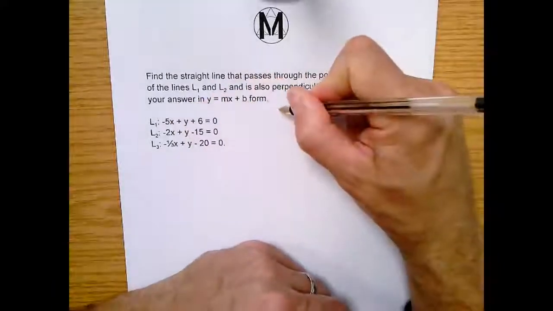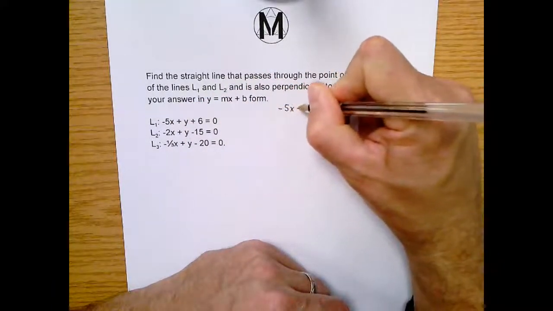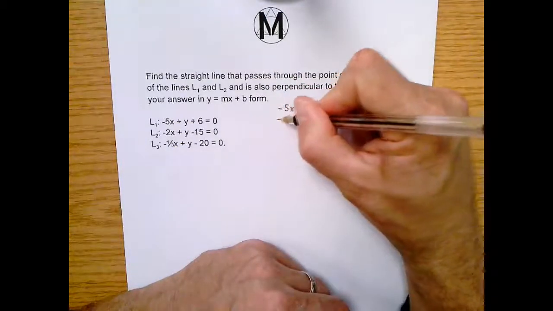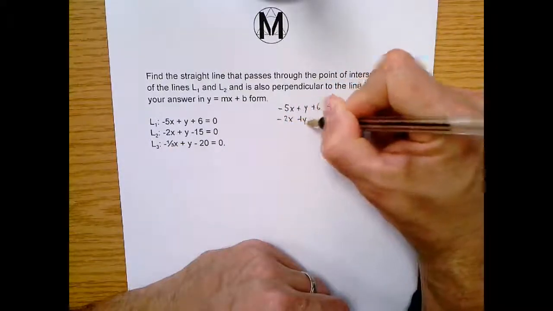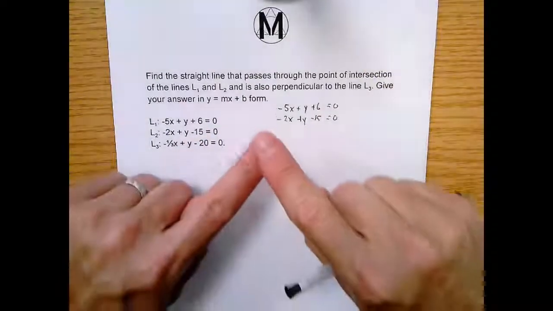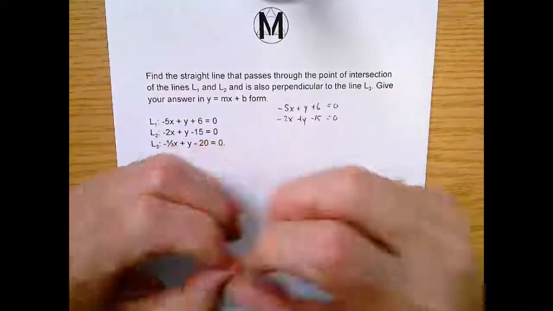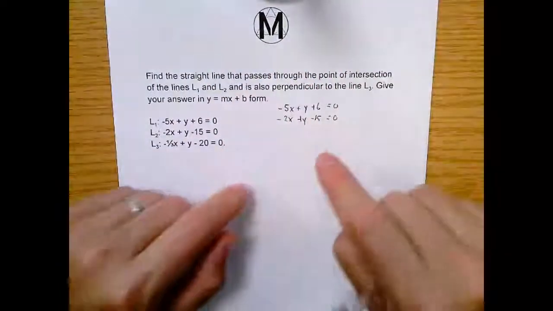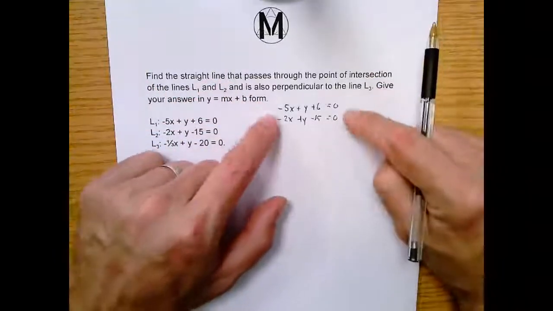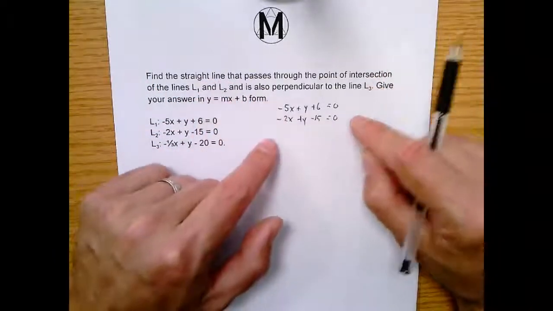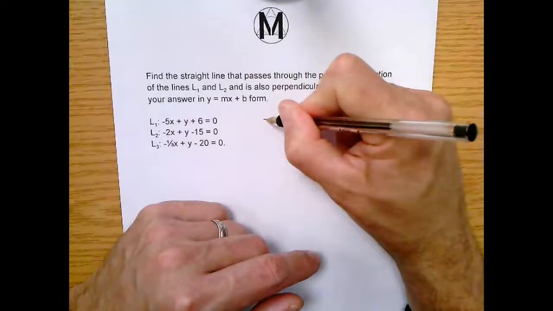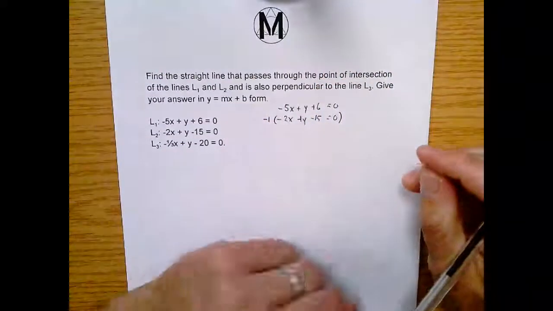So line 1, I say negative 5x plus y plus 6 is 0. Line 2 says negative 2x plus y minus 15 is 0. Remember that when two lines intersect, they are the same thing. They combine into the exact same thing. We can combine these equations, but we want to combine them so that something eliminates. And as it stands, nothing would eliminate. But if I multiply this bottom equation by negative 1, it puts me in a unique position to eliminate.